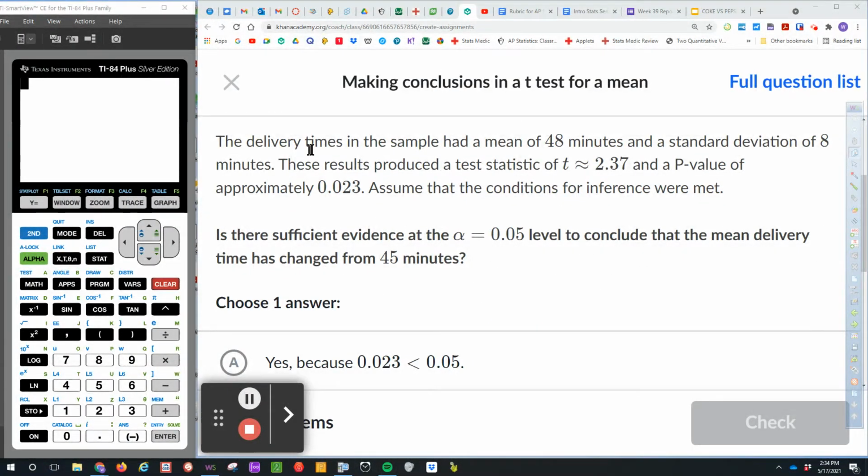The delivery times in the sample had a mean of, so this is a sample mean, 48 and a standard deviation of 8. This result produced a test statistic of t approximately 2.37 and a p-value of approximately 0.023. Assume that the conditions for inference were met. Is there sufficient evidence?